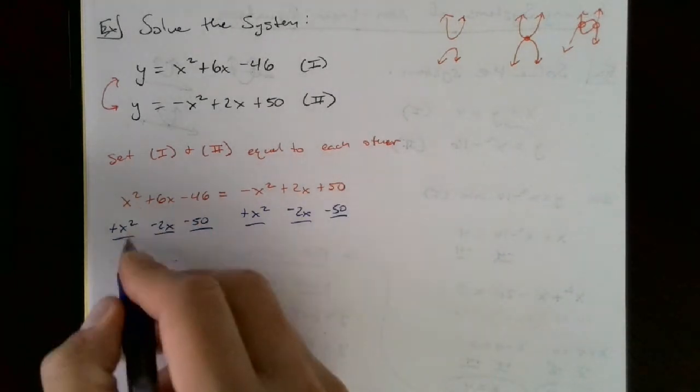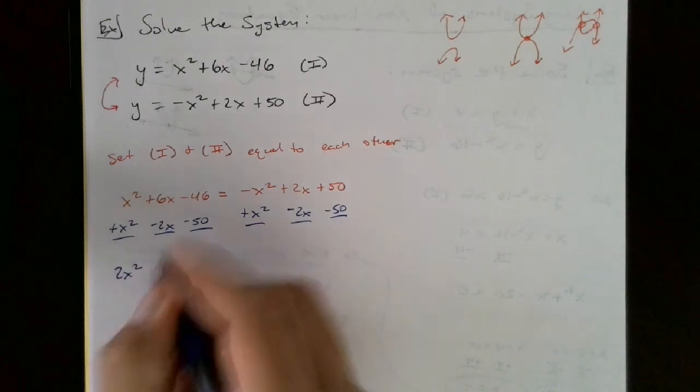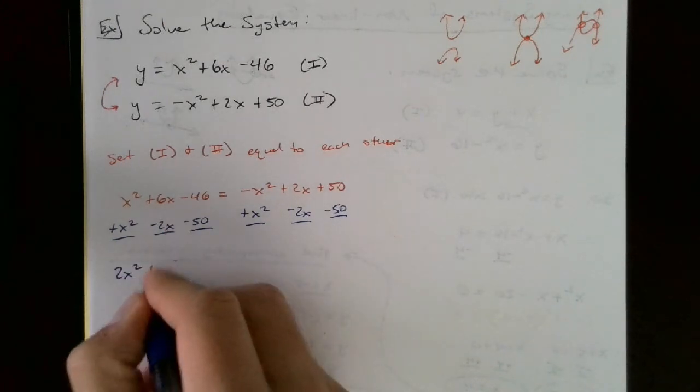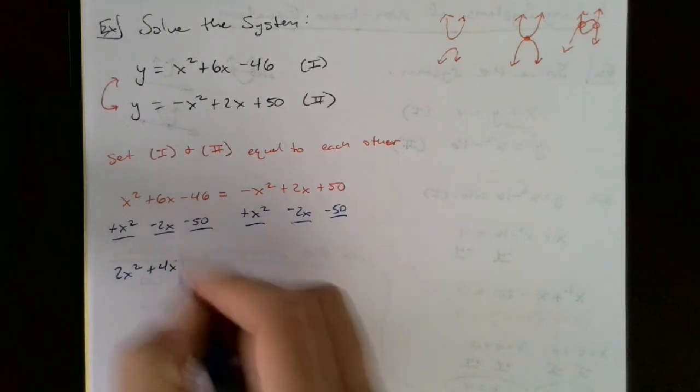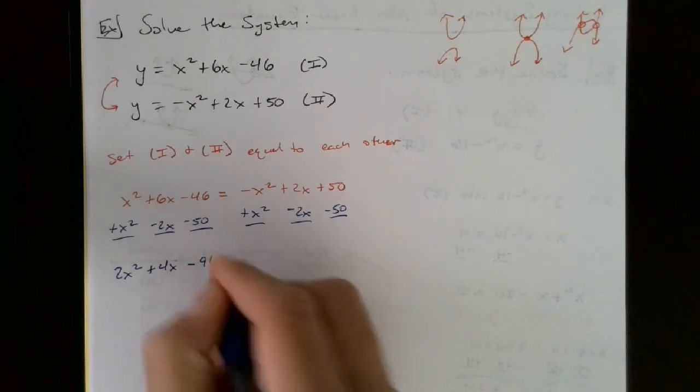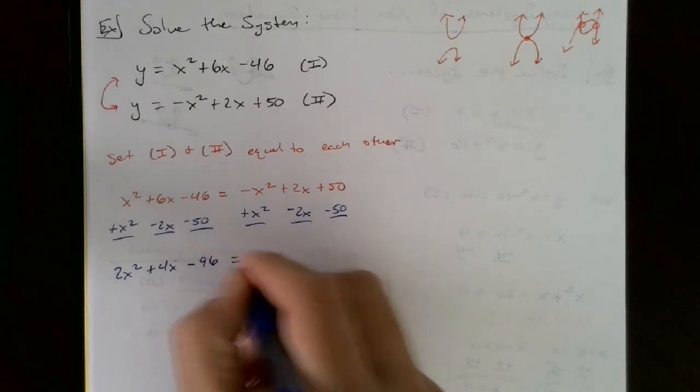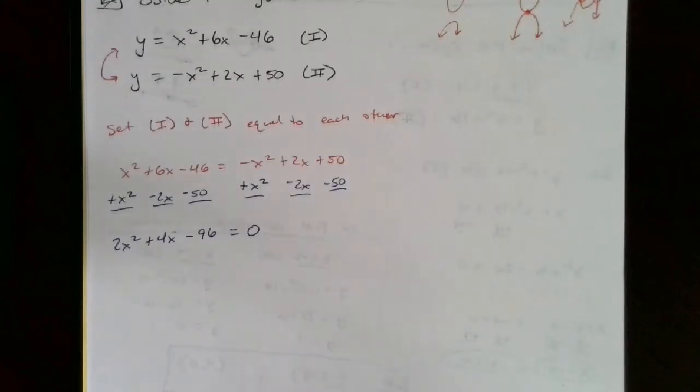So this leaves me with x squared plus x squared is 2x squared. 6x minus 2x is a positive 4x. Negative 46 minus 50 is a negative 96. And this all equals 0. Make sure you have the equal 0 in there still.